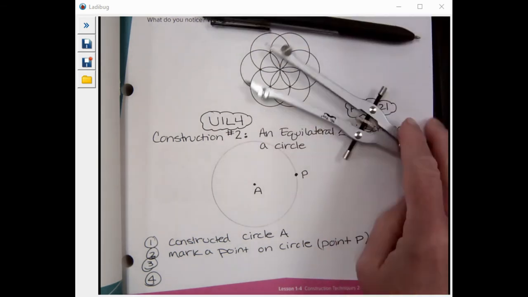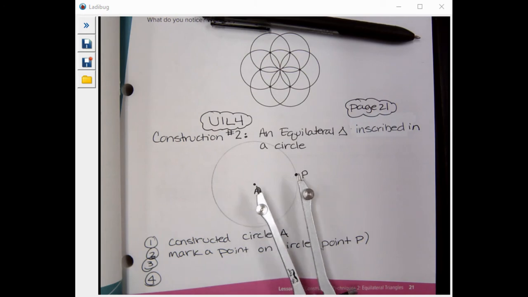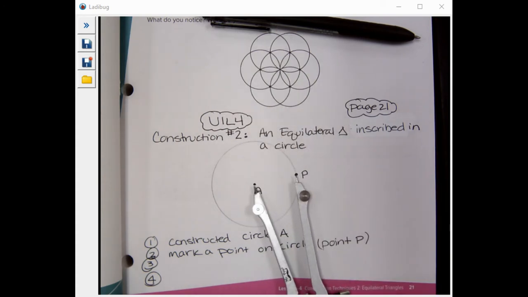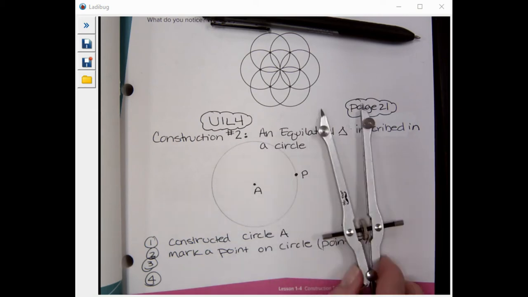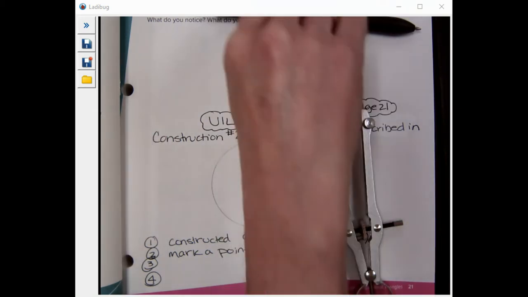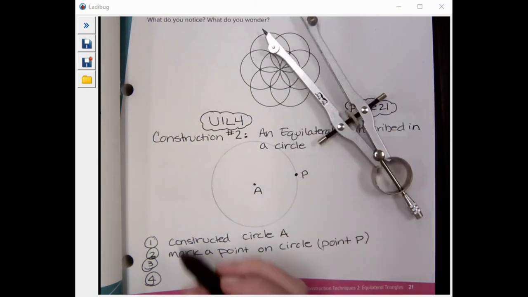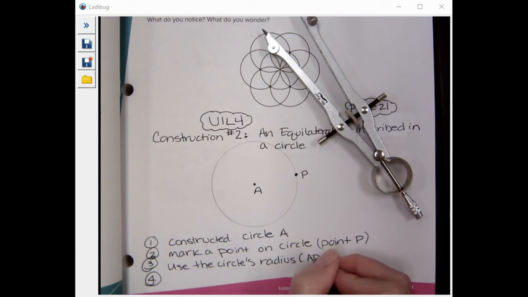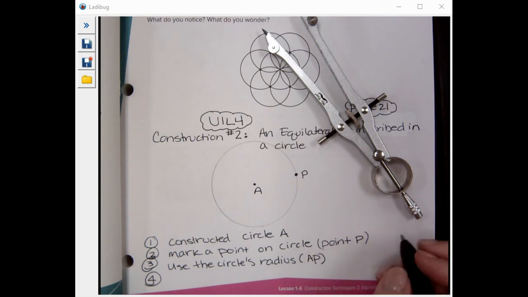So I would like to set my radius to AP. So I'm going to write that in the next step, but really, if you're using one of these dial compasses, your radius should still be the radius of my circle that I drew. So your compass should be fine. If you have one of the compasses that slide, you are probably going to have to double check that your compass hasn't moved. So I'm going to use the circle's radius. So in parentheses, for me, that's the distance from A to P.